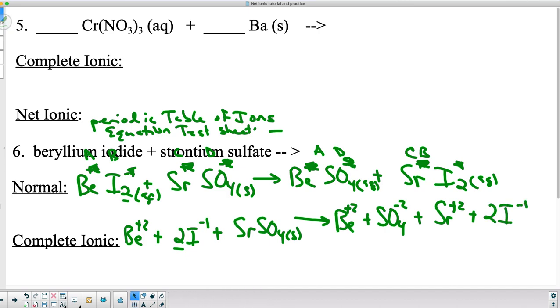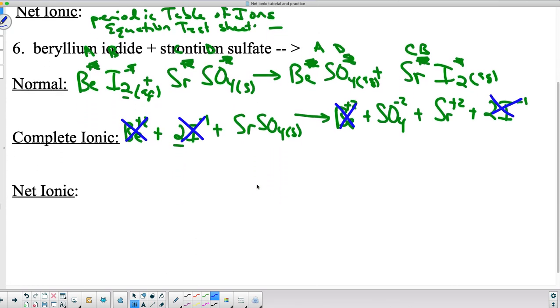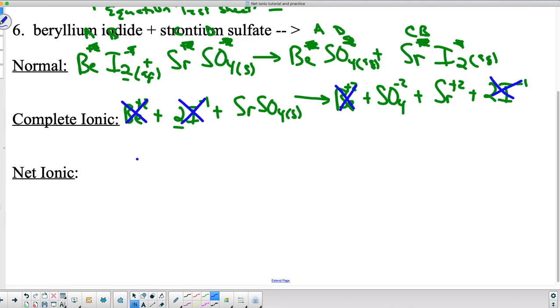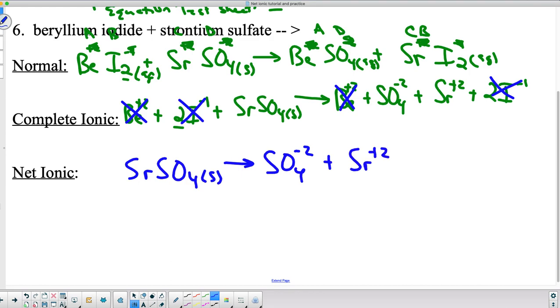There. Now all I do is cross off the ones that are the same on both sides, which means the Be goes away. The I minus goes away. And what I'm left with then looks like, let me scroll down a little bit. What I'm left with then is an equation that looks like this. And that's the answer.